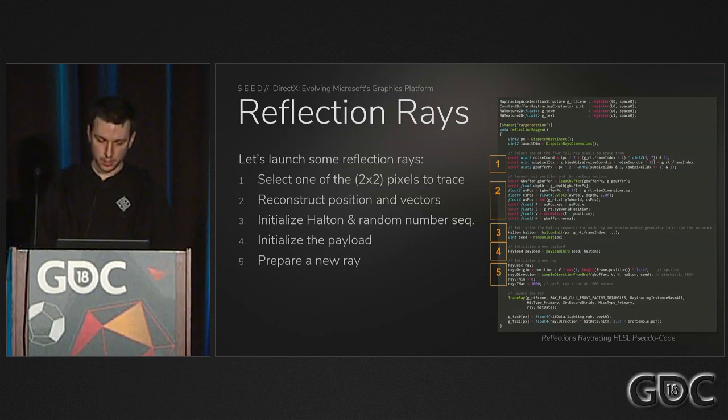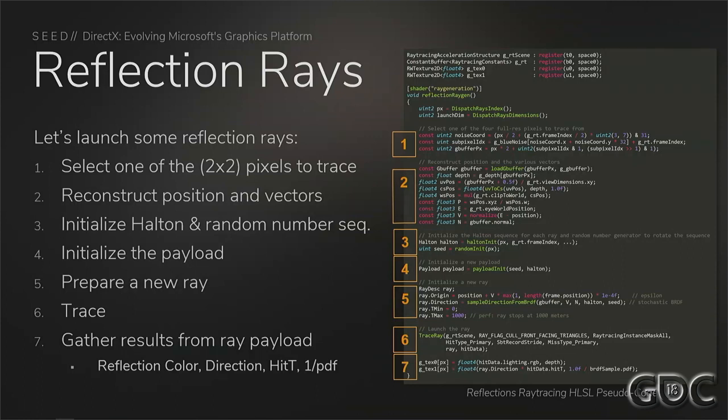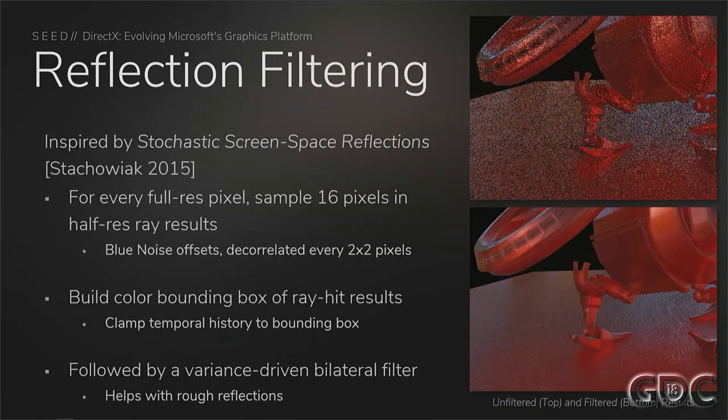And in our case, the direction is set from the material. So I'll get back to it. We specify it from the material, we trace, and then we gather the results from the payload. And for temporal filtering, we don't just gather reflection color, but also ray direction, the length of the ray, and 1 over the PDF.